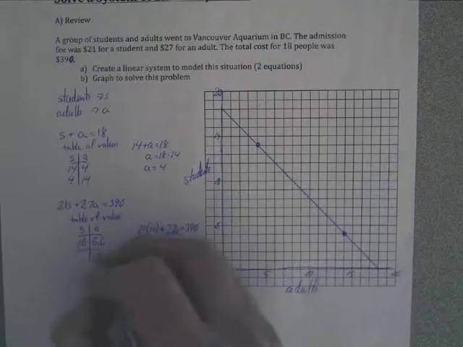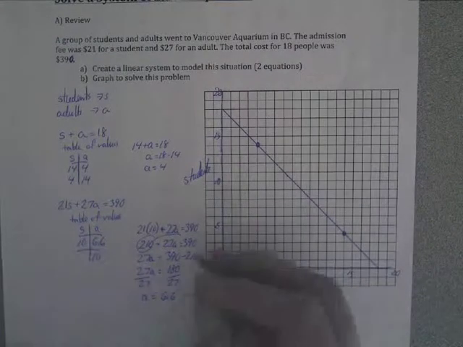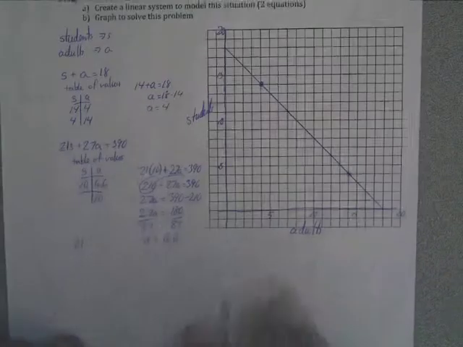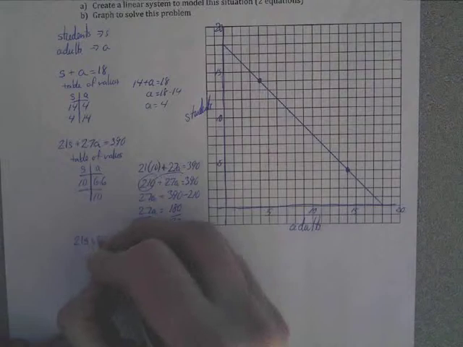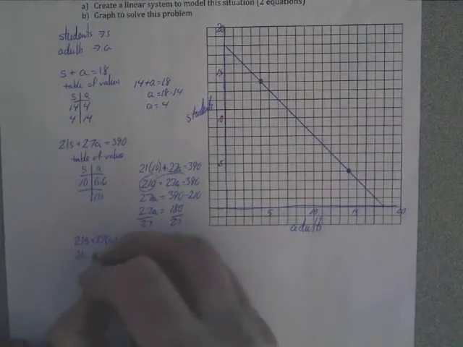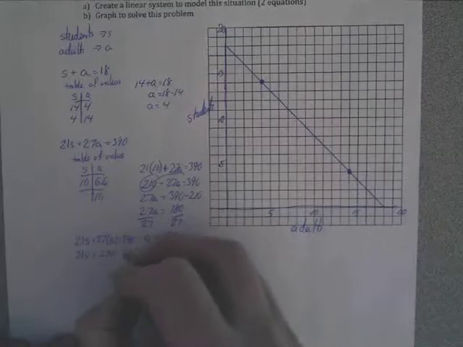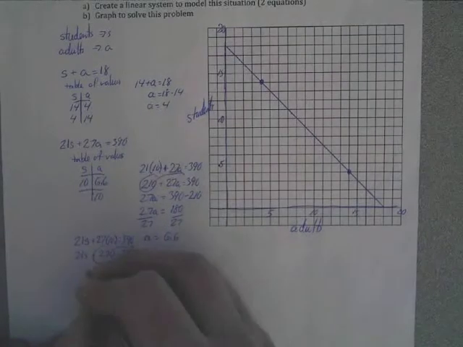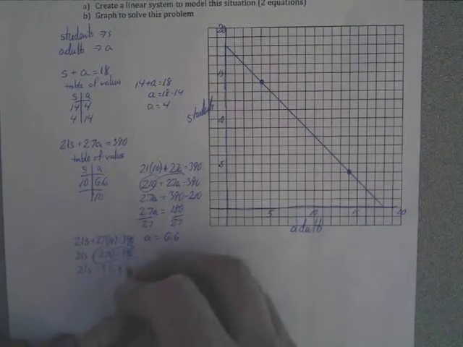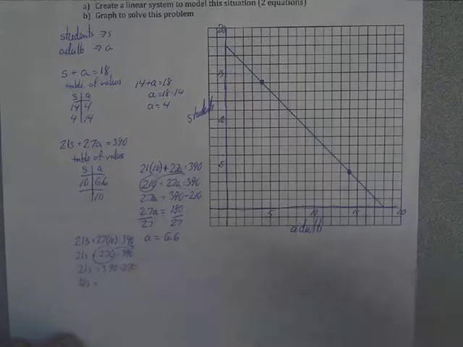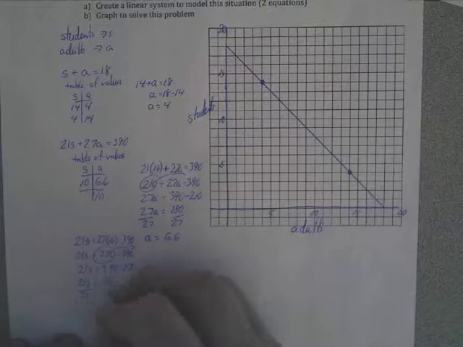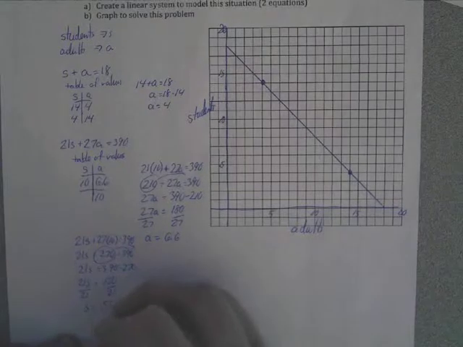And if I have 10 adults, what will I have for students? So 21S plus 27 times 10 equals 390. 21S plus 270 is equal to 390. Take that over. I want to isolate the variable. 21S is equal to 390 minus 270. 21S is equal to 120. Divide by 21, divide by 21. S is equal to 5.7.